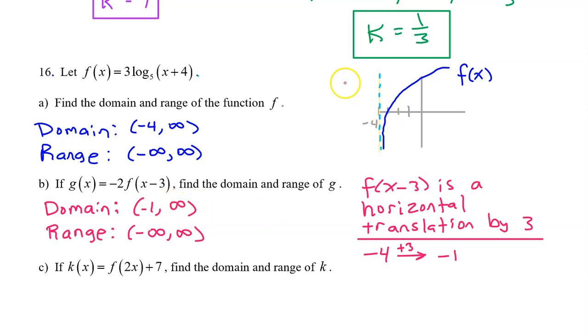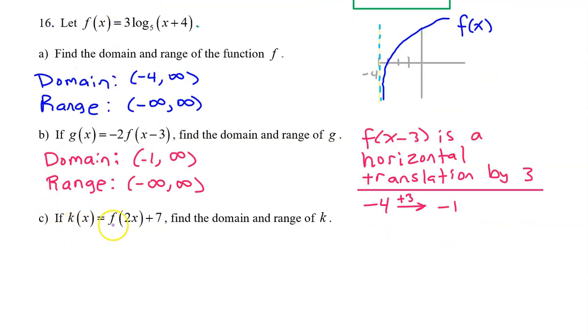As long as there's no reflection over the y-axis, we don't have to do anything else. And we don't see any multiplication inside of the parentheses, so there's no reflection over the y-axis. So it's still facing to the right, so it's still -1 to infinity.